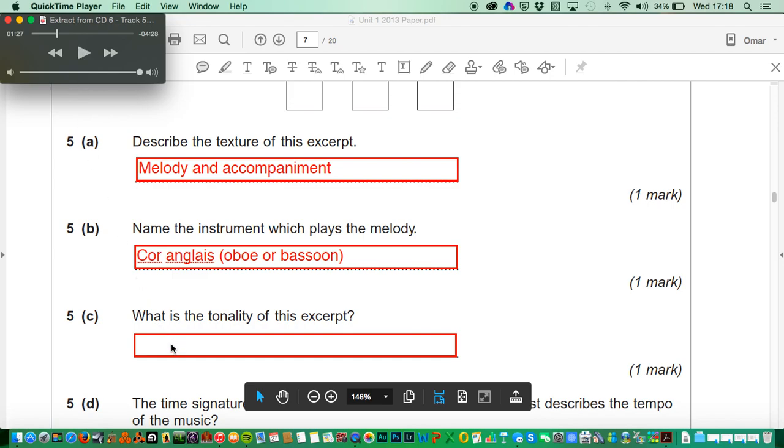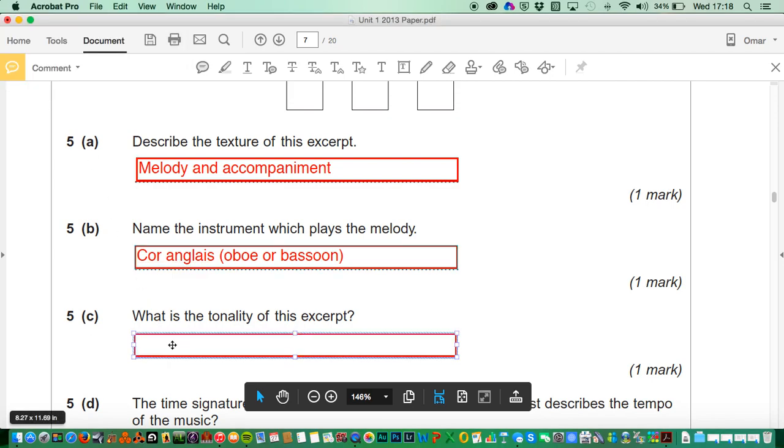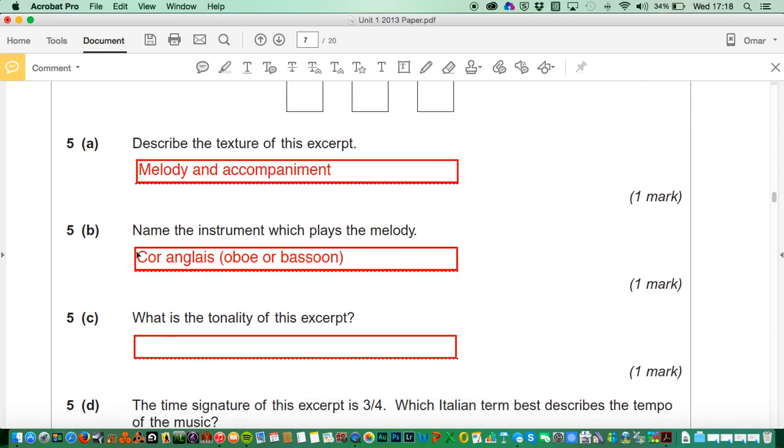The tonality is clearly sad and reflective and melancholy, partially amplified by the fact it's using a cor anglais, which is an instrument which does have a very sort of sad, melancholy type timbre. So the tonality is minor.